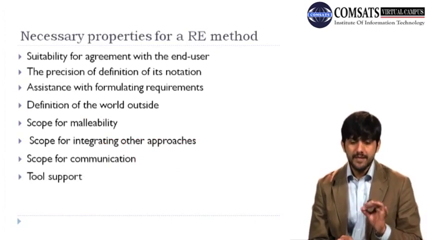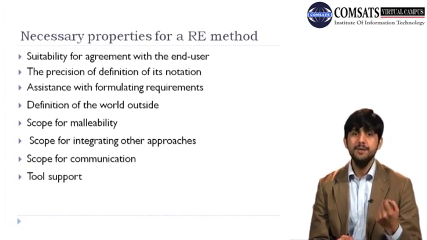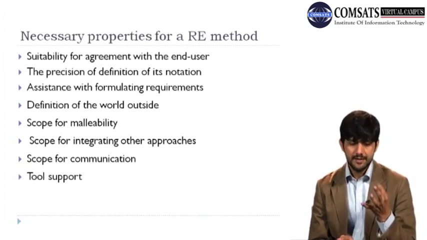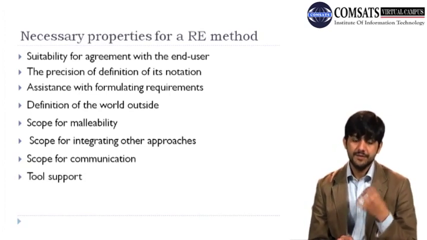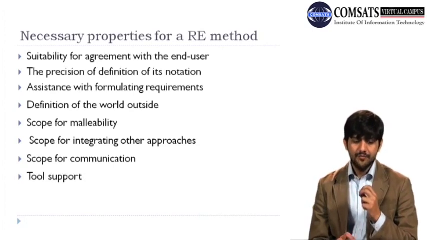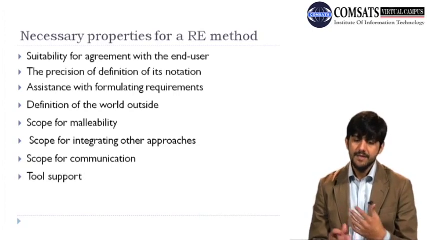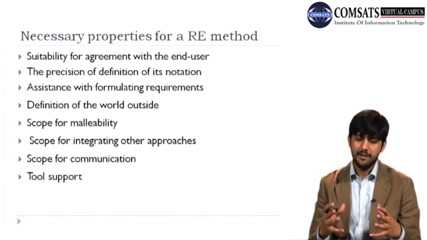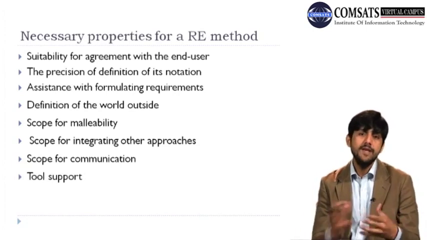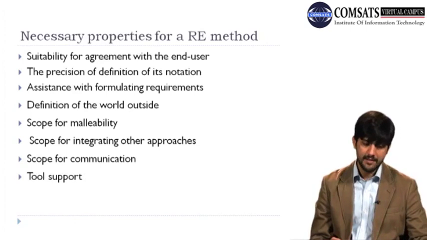So what are the necessary properties for a requirement engineering method? The first one is suitability for agreement with the end user. Then the precision of definition of its notation, assistance with formulating requirements, definition of the world outside, scope for malleability, scope for integrating other approaches, scope for communication, and tool support. So these are some properties of different requirement engineering methods, and different methods would vary on these. But necessarily these are the things that these methods should have.